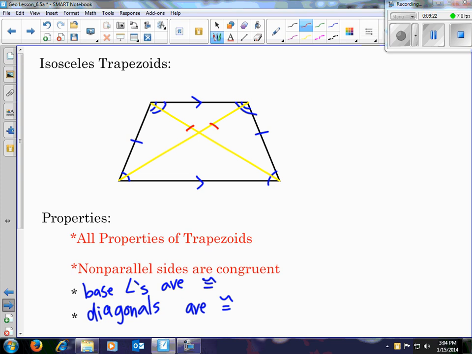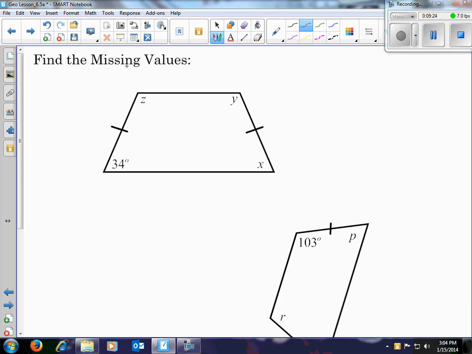Okay, moving on to our final examples. We are going to find the missing values of our trapezoid. Now, if you want to, pause the video and try to do it yourself first and then check your answers when I do it, or you can follow along and do that with some other ones. So, I know that my base angles are congruent, so that means 34 degrees is equal to angle x. So here is 34 degrees.